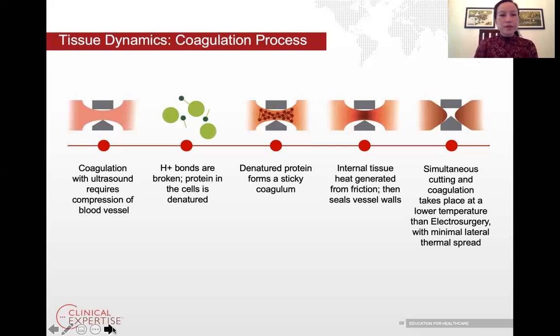Vessel sealing is achieved at temperatures with ultrasonic energy that are lower than with electrosurgery. Electrosurgery can generate increased tissue temperatures in excess of 400 degrees Celsius, resulting in desiccation, char, and lateral thermal spread.